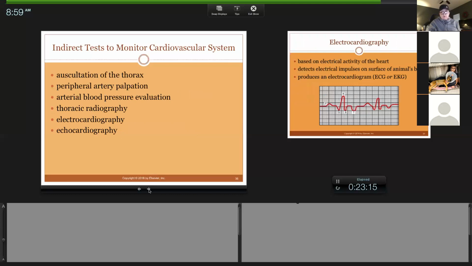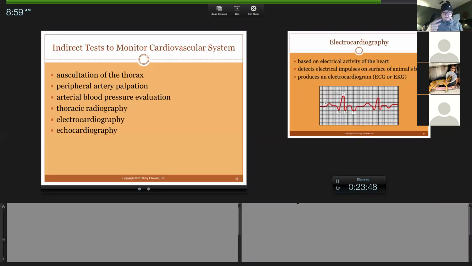Okay, now, how do we determine problems with the cardiovascular system? There are steps that we take, and we work our way through the problem. The first thing you do is auscultate the thorax. You listen to the heart. First of all, you're listening for a normal lub-dub. Do you hear clear heart sounds? You're also looking at the rate.